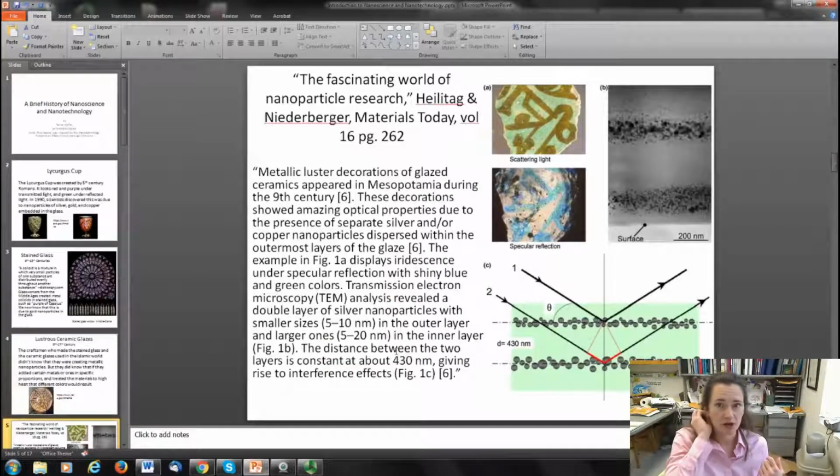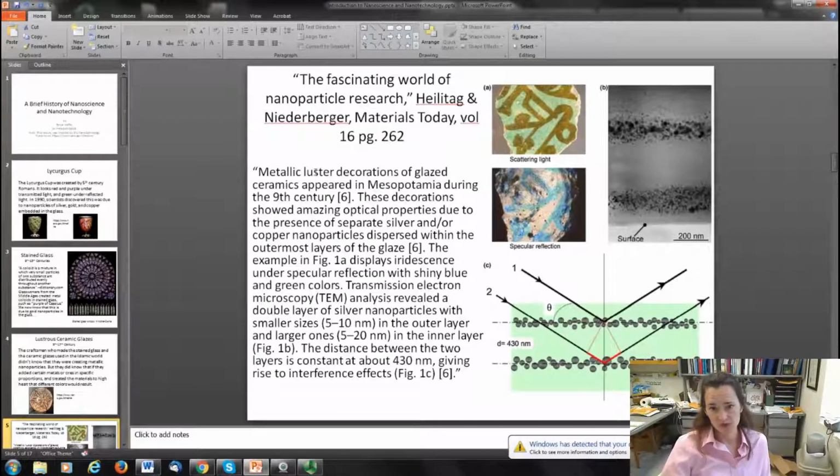This work was elaborated on in a publication in Materials Today by Heiligtag and Niederberger called The Fascinating World of Nanoparticle Research. And they show in particular a shard of pottery. This is the same shard of pottery here from scattered light versus specular reflection. It looks like different colors in different situations. Now I'm going to quote them here. Metallic luster decorations of glazed ceramics appeared in Mesopotamia during the 9th century. These decorations showed amazing optical properties due to the presence of separate silver and/or copper nanoparticles dispersed within the outermost layers of the glaze.